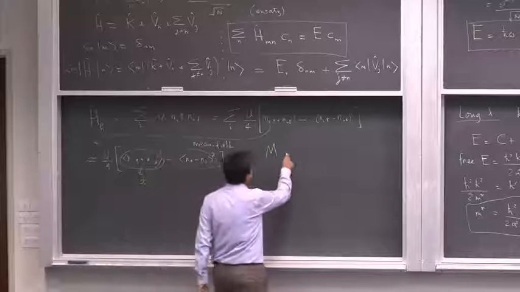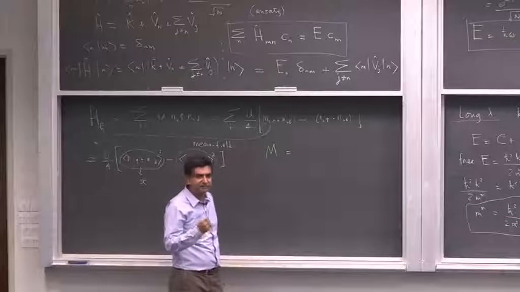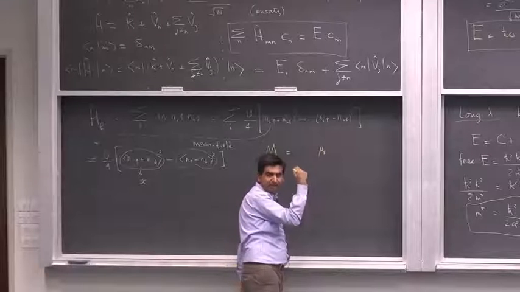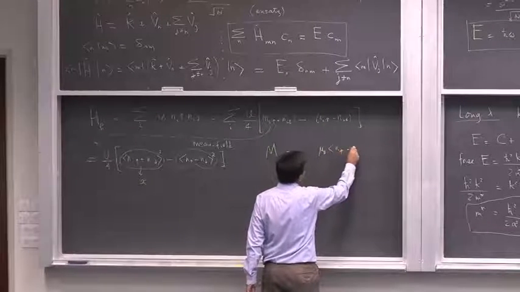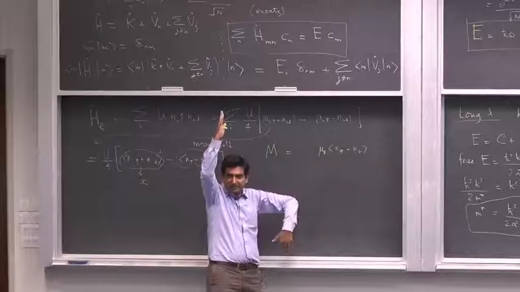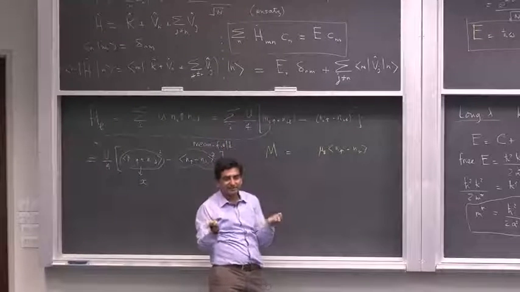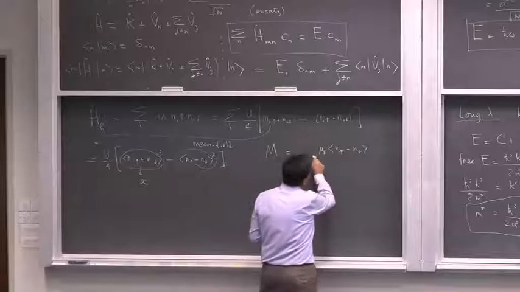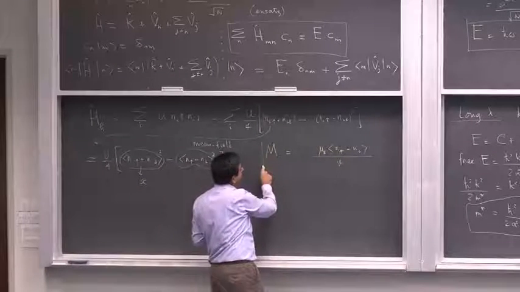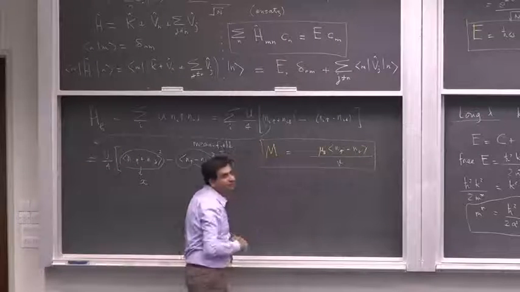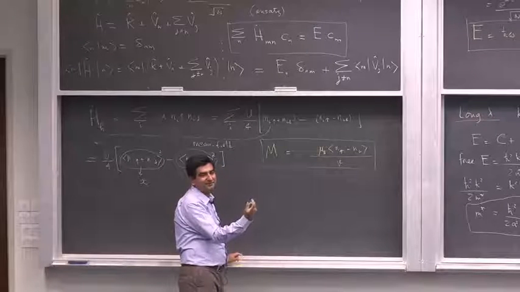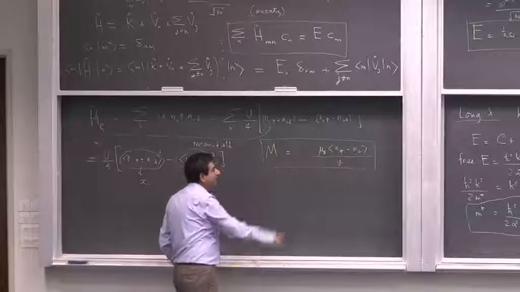The magnetization is, if I'm talking about spin half particles, taking g to be 2, mu_B, the moment of each spin, times (n+ minus n-). This is the net polarization, the difference between spin up and spin down on average, multiplied by the moment of each, divided by some volume. Now, this volume is the volume of the unit cell, so I call it small v, because each unit cell has one site. This is the magnetization.